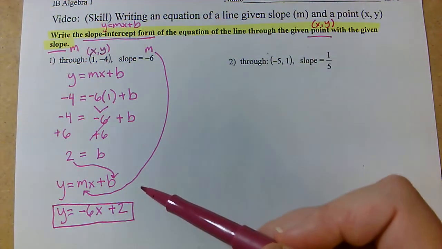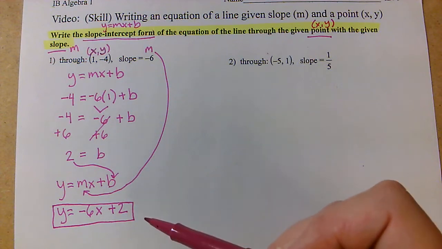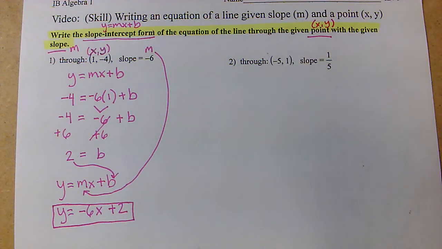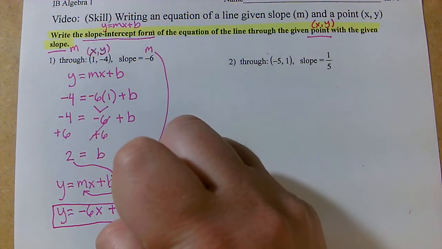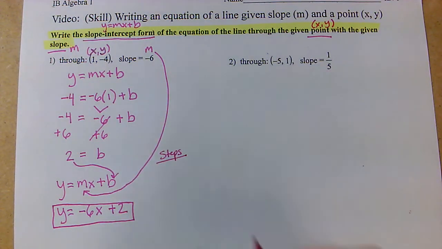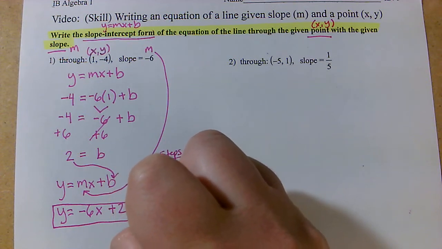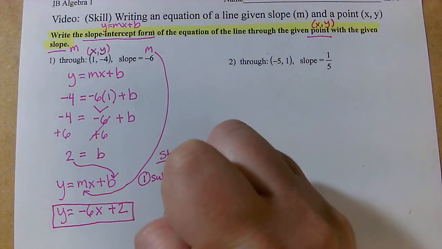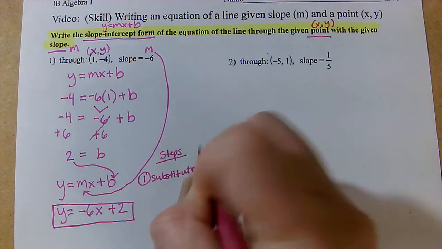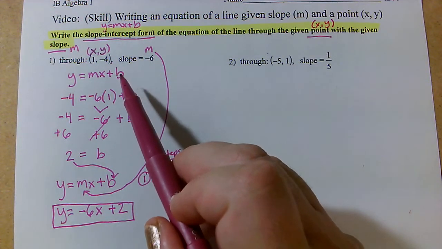So there's a lot of different steps here. I want to make sure I get to the final answer, so it's a really good idea to box in your answer. So let's write down the 3 things that we just did. First thing that we did is, 1, substitute the x, y, and m all into y equals mx plus b.